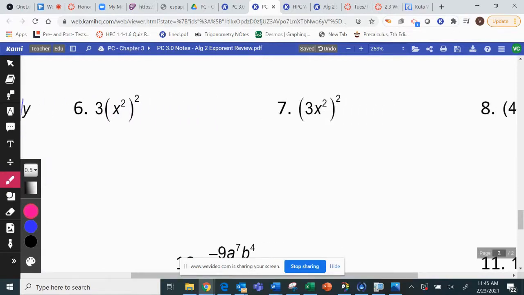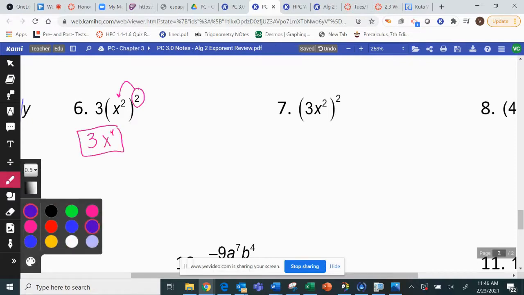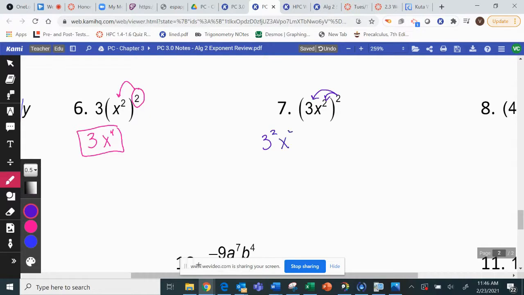Number 6, we need to be careful because what the exponent is on, if you just go too fast, you might make some silly mistakes, because what the exponent is on in this example is just what's in the parenthesis. So the exponent is not on the 3. I'm going to multiply those and get x to the 4th. But on the next one, the squared goes to everything on the inside. So we're going to get 3 squared and x to the 4th. So 9 x to the 4th.